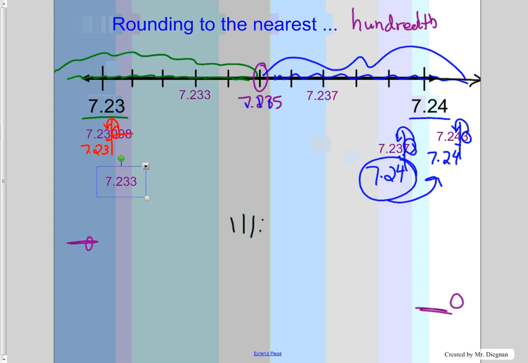I can check that by going like so. Underline my 3. What does 3 tell 3 to do? It stays the same, 7 and 23 hundredths. This one is insignificant, it's going away. 7 and 23 hundredths. That's a way to do it on the number line.